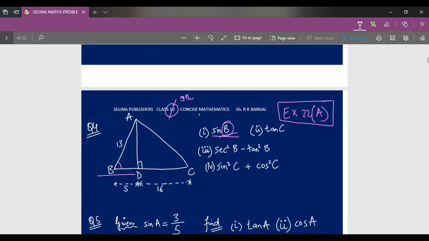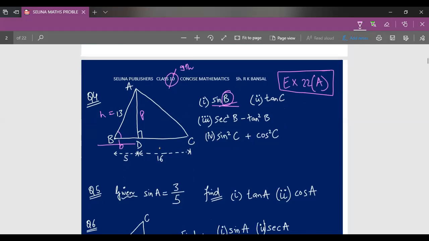You should remember all the formulas that I mentioned in the previous video. 6 formulas. 3 are simple, 3 are complex. So sine B basically means perpendicular upon hypotenuse. This is the perpendicular, this is the base, and this is the hypotenuse. Now perpendicular is not given to us, so we have to find our perpendicular by the Pythagoras theorem.